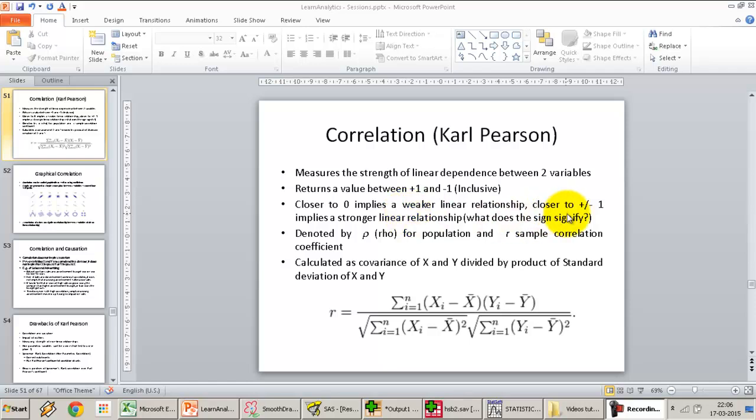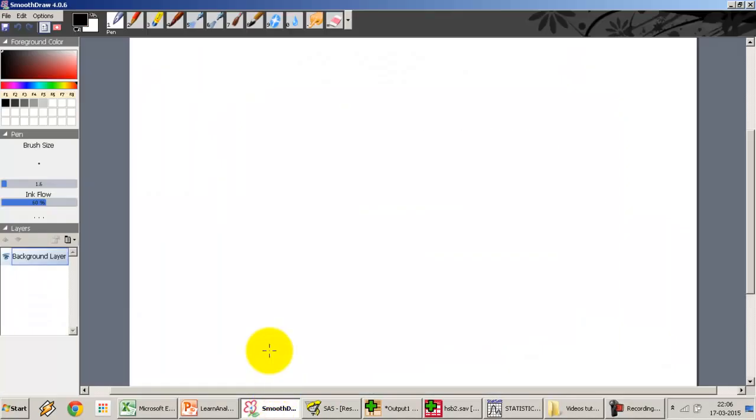So what does the sign signify? The sign simply signifies the direction of the relationship. The relationship is classified as either a direct relationship or an inverse relationship. In a direct relationship, where the sign is positive, as variable 1 increases, the other variable also increases. An inverse relationship is a case where if one variable increases, the other variable's value goes down. A graphical representation would be something like this.